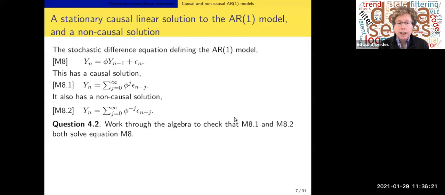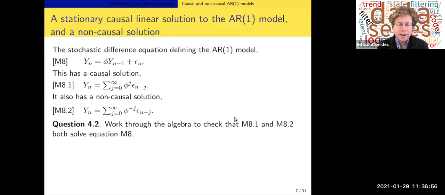Okay, so let's see what a stationary causal linear model representing the AR1 looks like. It's actually interesting. If you write down the defining model for the AR1, you can write a causal solution and a non-causal solution. And it's very natural to think of the causal solution because it's probably the one you have in mind when you're thinking of an AR1. Anyway, let's see what they are.